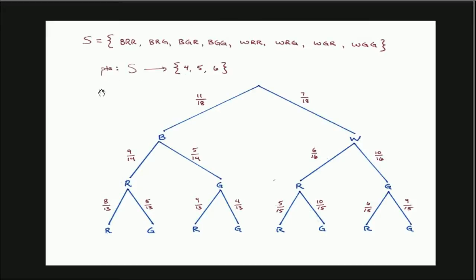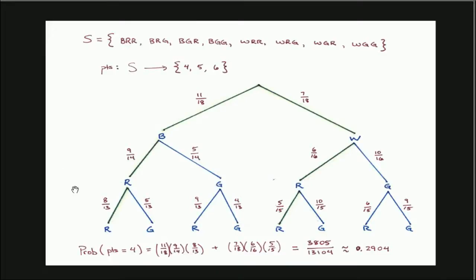And so how we would visualize the points in this particular game is again as a random variable. So we have a points function that will map from our sample space into the set of possible outcomes. We get 2 points for a red ball, 3 points for a green ball. So we can have a 4, a 5, or a 6 as our possible outcomes.